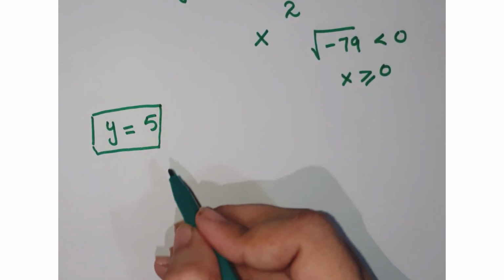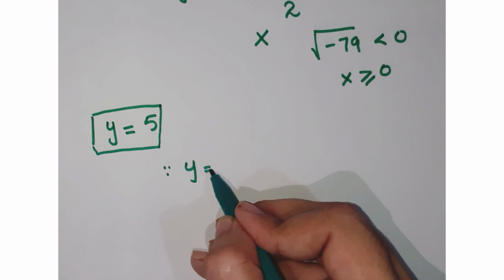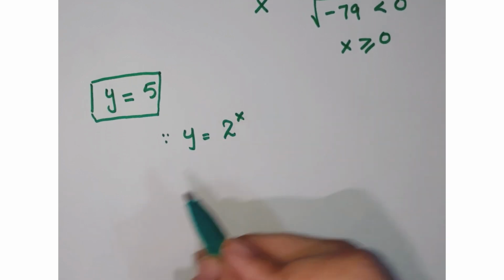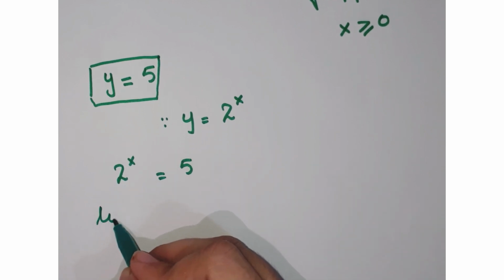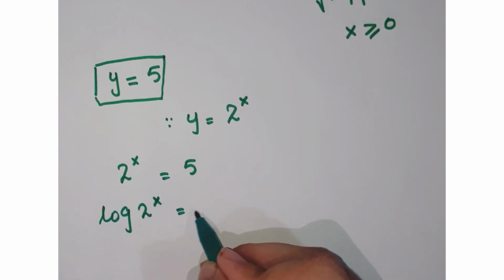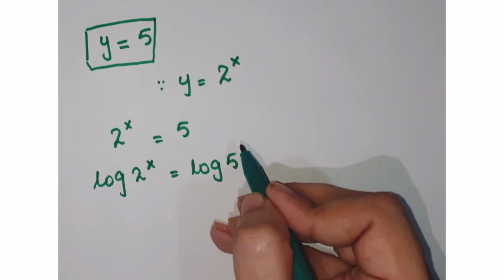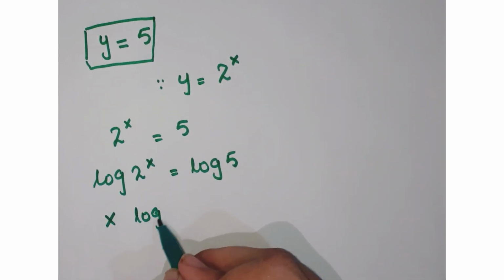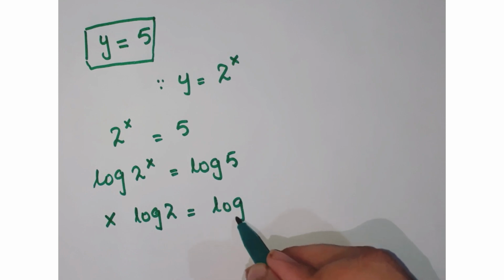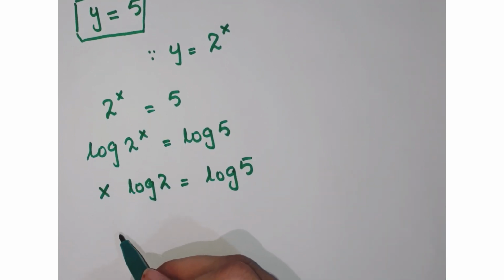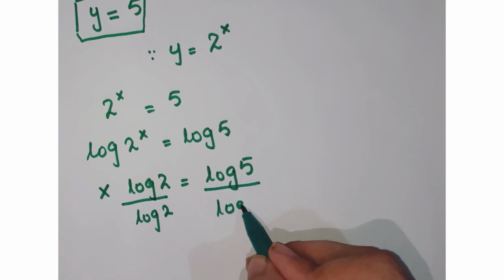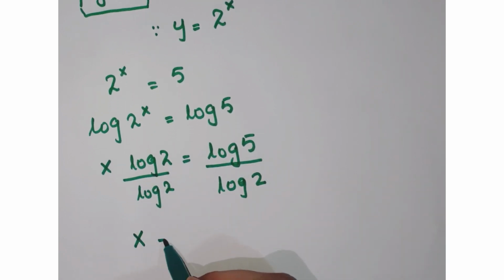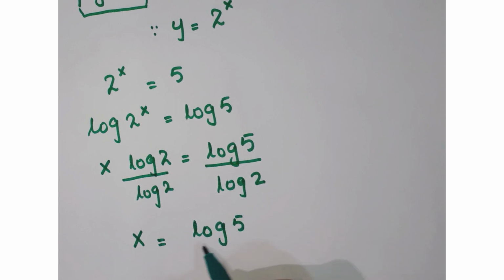Now as you know, you assumed that y is equal to 2 to the power x. So 2 to the power x is equal to 5. Now taking log on both sides, you get x log of 2 is equal to log of 5. Now divide by log 2 on both sides. You get x is equal to log of 5 upon log of 2.